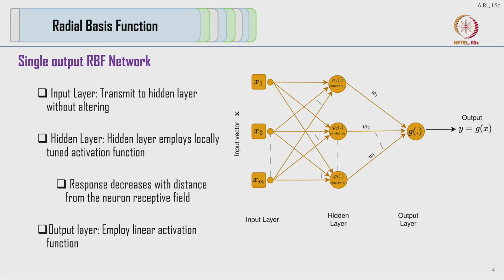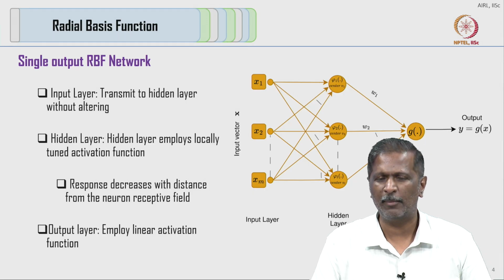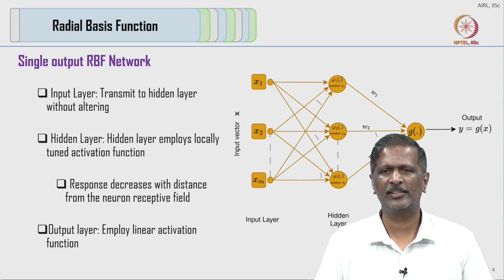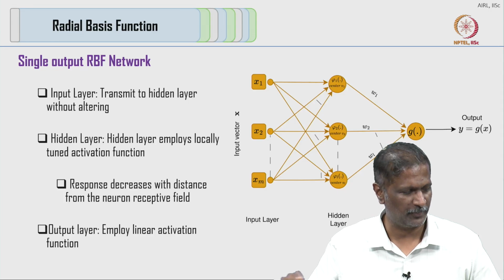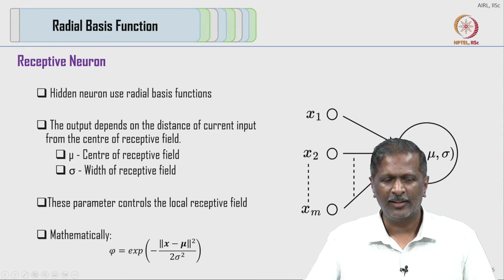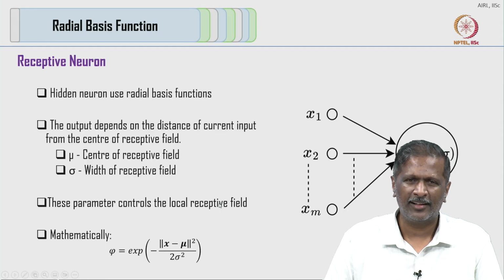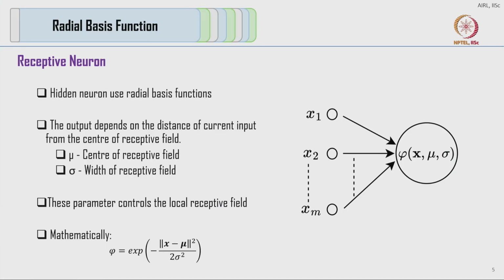The output layer can employ a linear activation function, or you can have nonlinear activation functions like an MLP. For example, here we choose a linear activation function, right? What is this locally tuned activation function? What is this receptive neuron here, right? Here the hidden neuron uses something called a radial basis function.